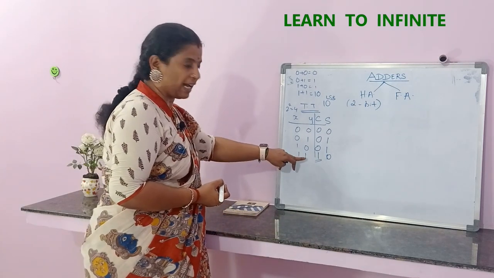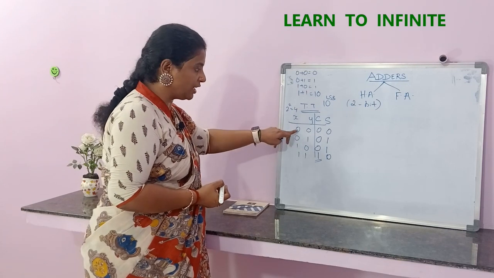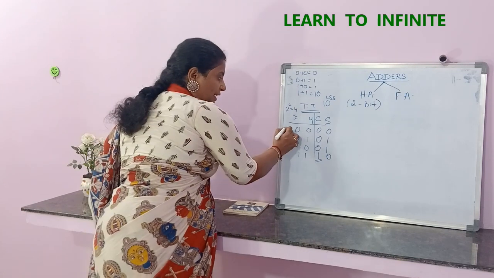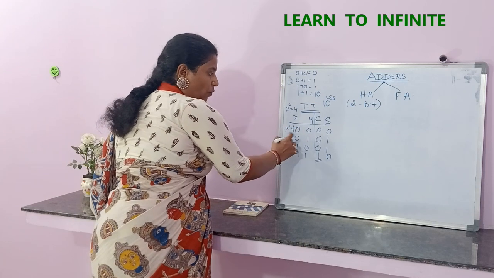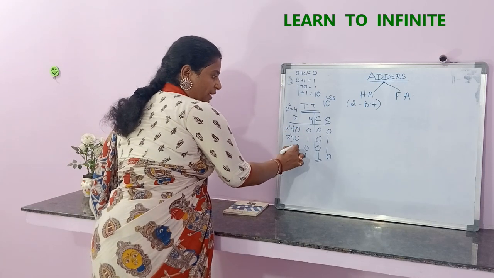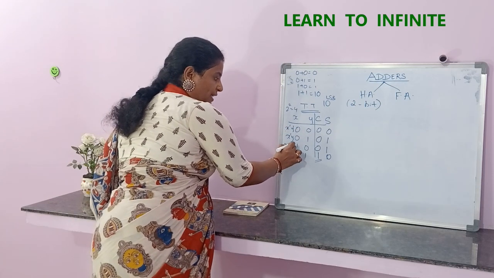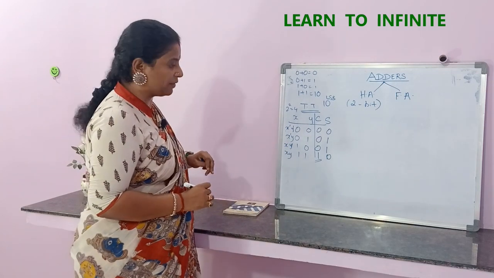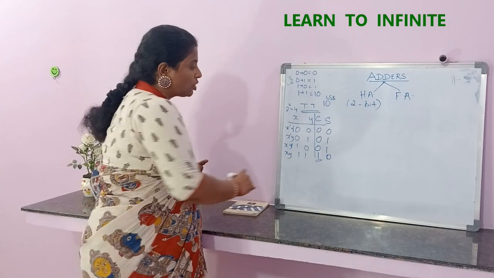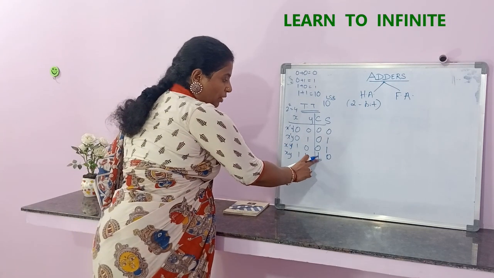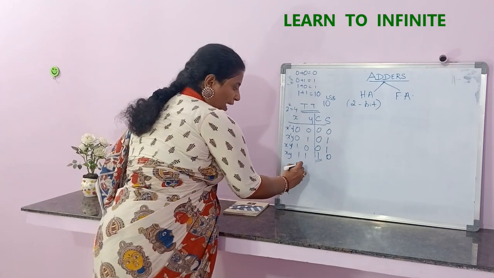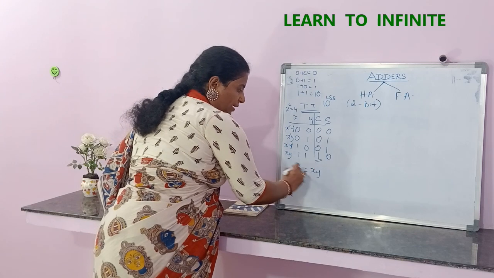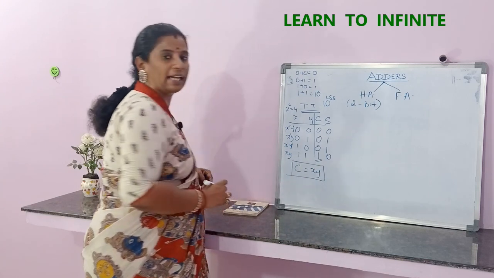It is x and y, because when it is 0 0, you call it as x dash y dash. When it is 0 1, you call it as x dash y. When it is 1 0, you call it as x y dash. When it is 1 1, you call it as x y, right? We have seen in previous videos how to derive this. So when the output is 1 only in the last row, your carry is equivalent to x y. This is the equation for your carry.